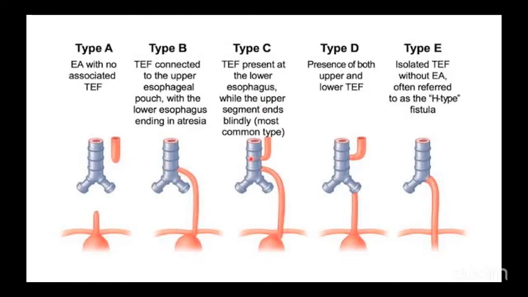In type C, you have both proximal and distal connections. In type D, it's only a proximal connection with distal atresia. And then in type E, it's an isolated tracheoesophageal fistula without esophageal atresia, right? Yeah, so just look at these ones again at your own time. Make sure you understand each of them and figure out which one is the most common, which was the least common, and the relative proportions.